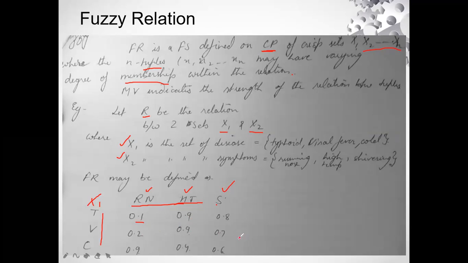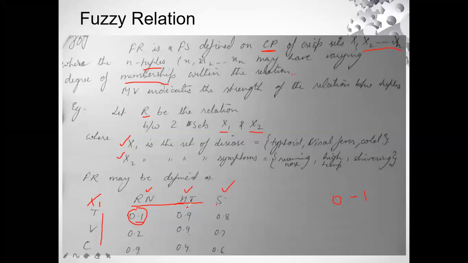What does this actually mean? It means that if I have typhoid, the degree of membership of typhoid with the running nose is 0.1. That is, there is the least possibility that with the disease typhoid you must be having a running nose. So there is very less probability, right? That is why we state the degree of truth between 0 and 1. And you all know that the greater the degree of truth, or the membership function, the more it belongs to that particular set. So here 0.1 is very less, which is why we are saying running nose is less of a symptom of typhoid.